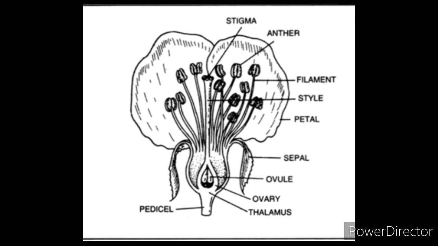Of these, calyx and corolla are known as the accessory whorls, and the androecium and gynoecium are known as the essential whorls of a flower, because androecium and gynoecium are the important units of sexual reproduction.